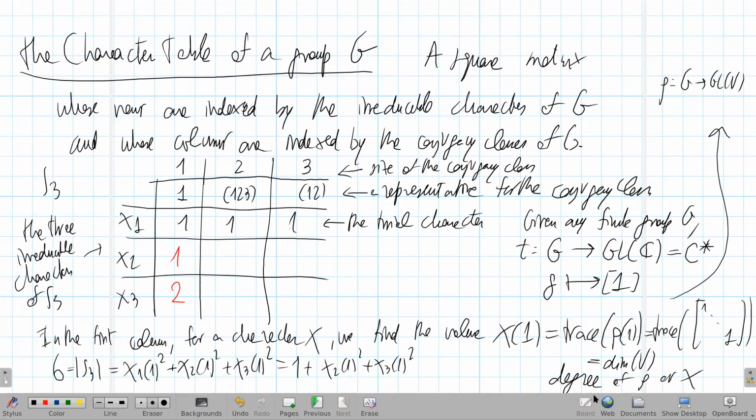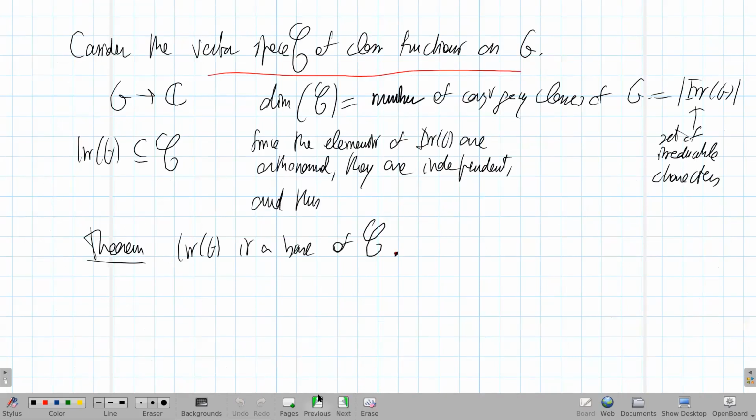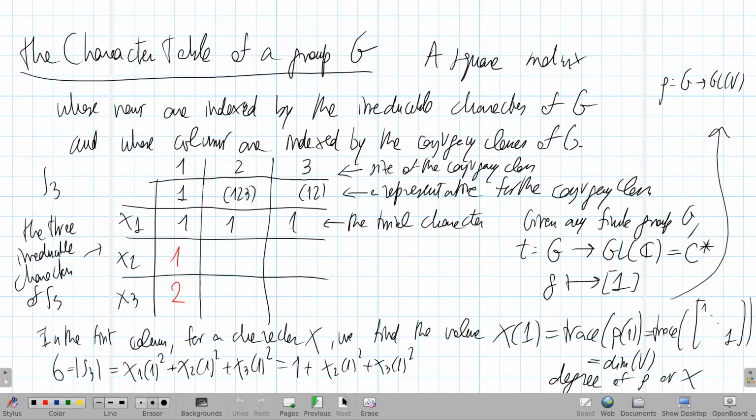And then we'll determine the rest with the technology that we are going to develop in the next pages. Just a second.